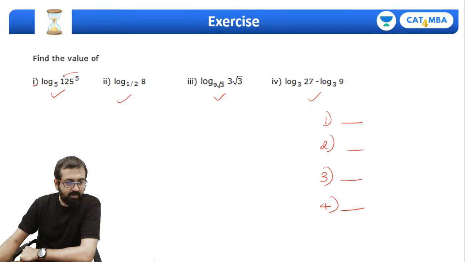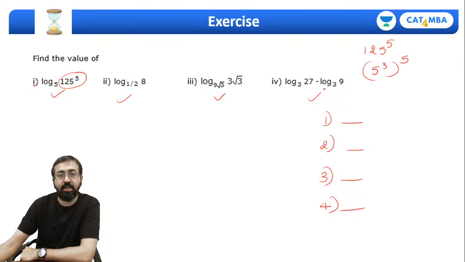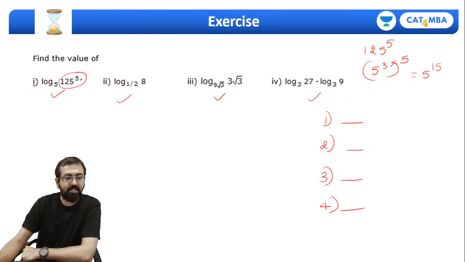Guys, please understand 125 raised to 5. What is 125 raised to 5? So 125 is 5 cube, and this is 5 cube whole raised to 5. This is how it has to be interpreted. And 5 3s are 15. So this is 5 raised to 15, by the way. As simple as that. So if you apply log base 5 of 5 raised to 15, the answer for this one will be 15.